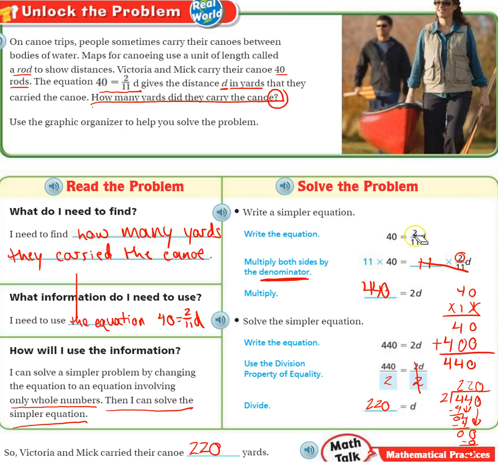So you see, to get rid of the fraction, all we had to do was multiply both sides by that denominator. And that cancels that fraction part out, leaving you with just 2d. And then 11 times 40 was 440. And then now you have a much easier problem to solve.